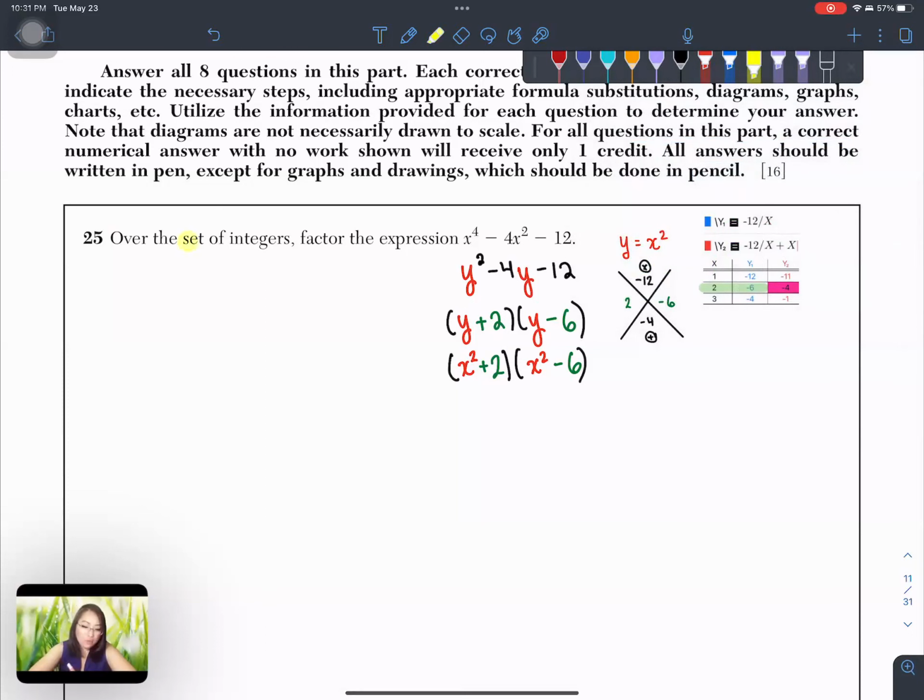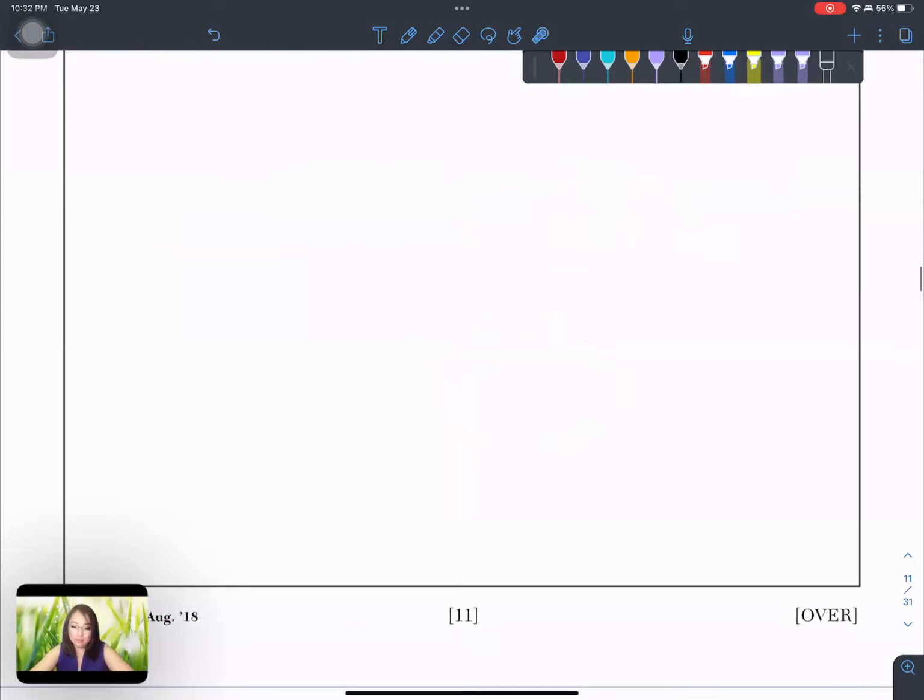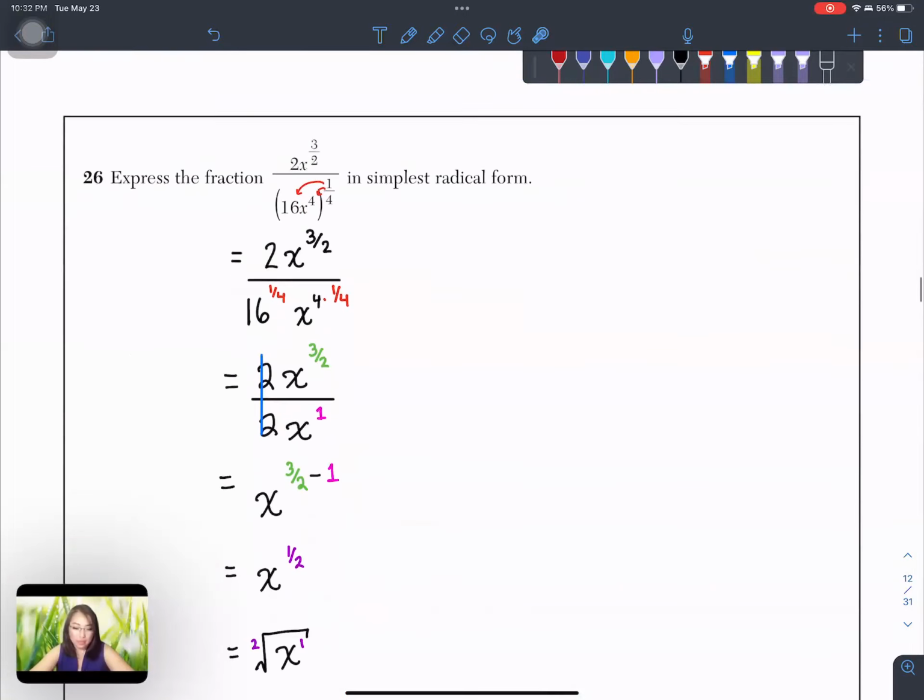It says over the set of integers. And the reason they said that is because technically x squared minus 6 can be broken down again. It's actually x minus root 6 and x plus root 6. But root 6 is not an integer. So that's why, it's a hidden message to students: this is what they want, stop right there, don't keep going. I mean, it's a 2-pointer, so it's not going to take long.